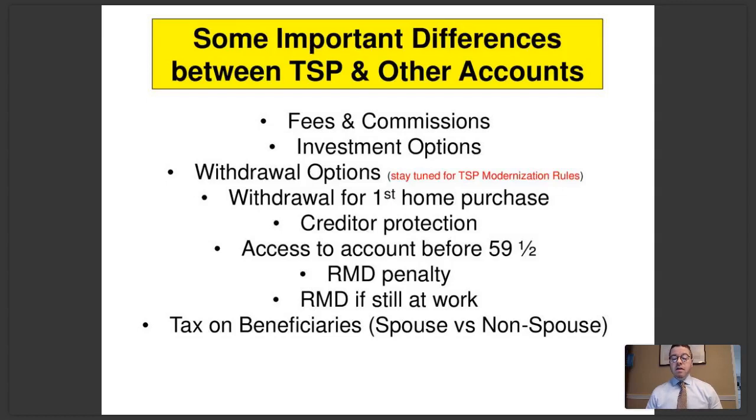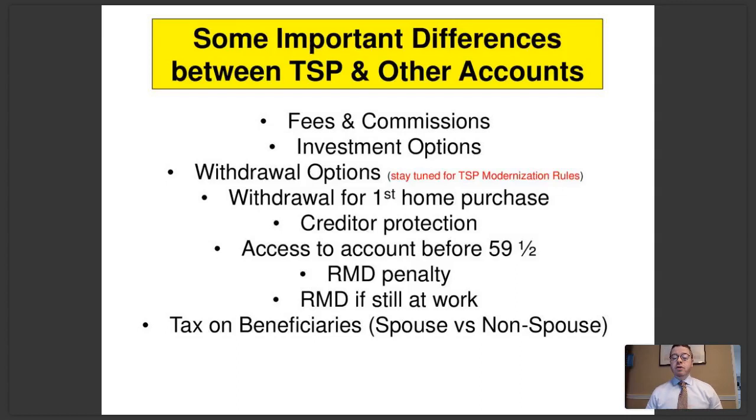Withdrawal options. The TSP for many years has been very restrictive when it comes to withdrawal options. Thank goodness they introduced the TSP Modernization Act, and that is actually going to go into effect this year, 2019. All the details have not been ironed out as of yet, but they are expanding and giving you guys more withdrawal options from the TSP, as opposed to other accounts. Other accounts usually have a lot more flexible withdrawal options, and we'll talk briefly about that as well.